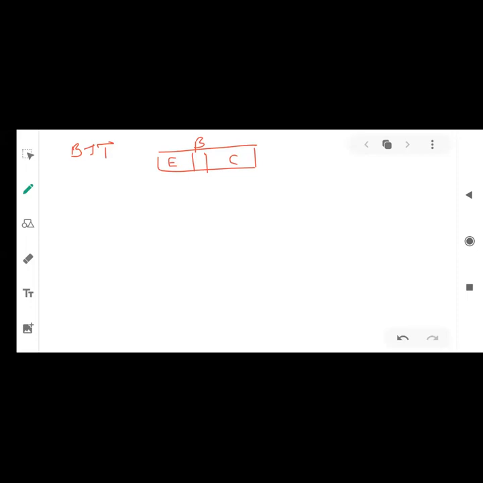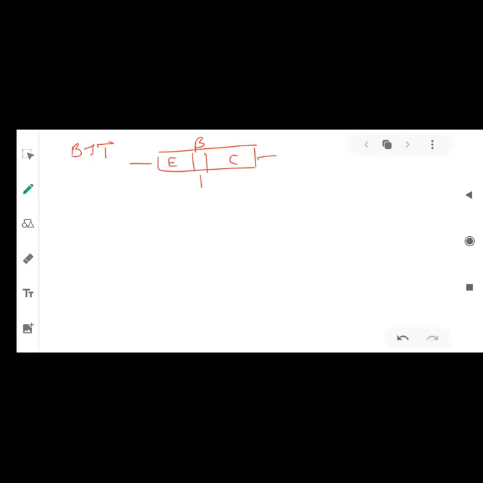Whatever carriers are provided from the emitter portion are always collected by the collector, so the area of the collector is very large. And of course, it is lightly doped with respect to the base, and the base is lightly doped with respect to the emitter. So the emitter is heavily doped, then the concentration is a little lesser in case of the base and least in case of the collector. So three terminals are there.